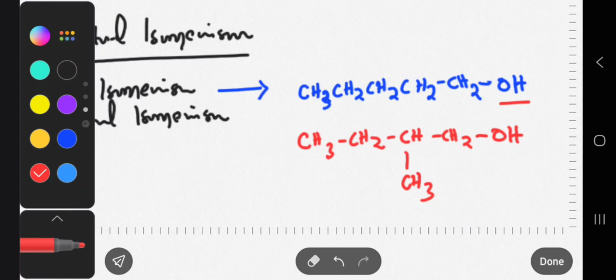Now, if you look closely, these are isomers because they have the same molecular formula. Check the number of carbons: 5 carbons here, 1, 2, 3, 4, 5, 5 carbons here. How many hydrogens? This is 2 plus 1, 3, 4, 5, 6, 7, 8, 9, 10, 11, 12. That's C5H12O. All right, can you see that?